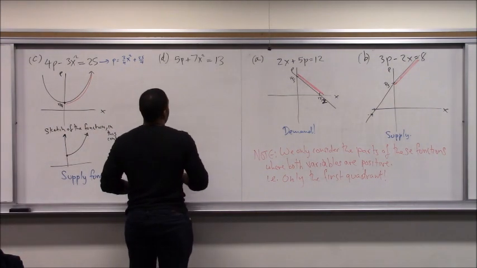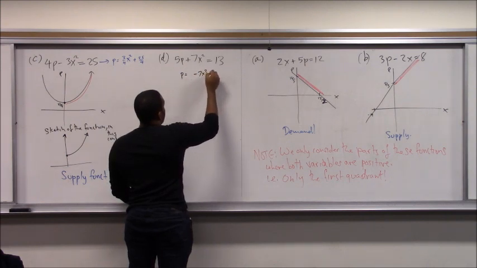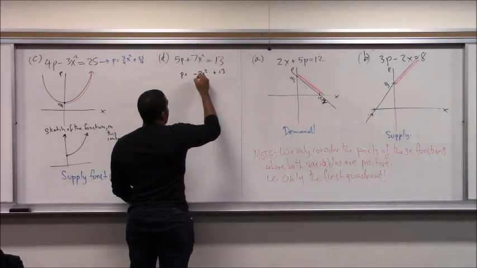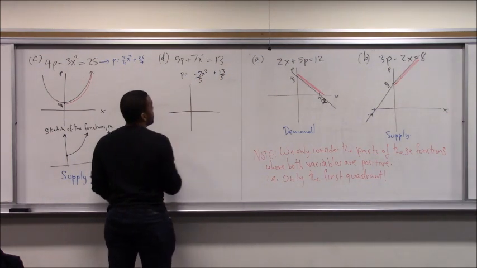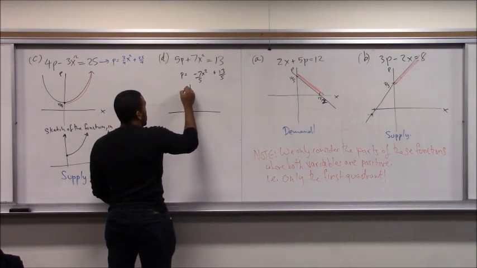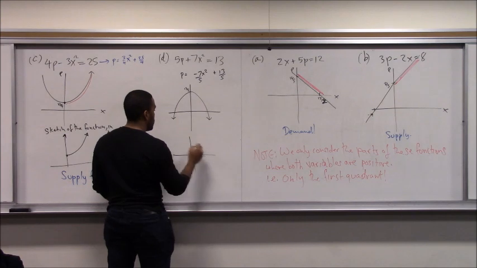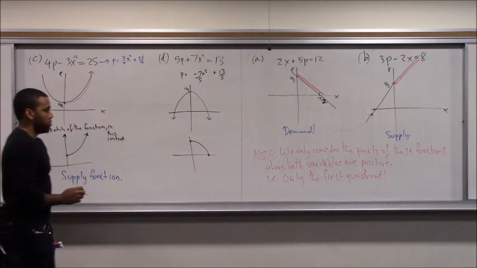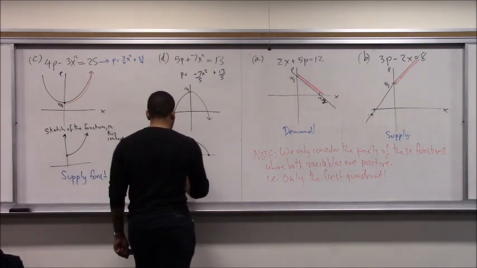Similarly here, if I were to solve for P, I would get minus 7x squared plus 13, and I would divide both by 5. And so if I were to sketch that, this is an inverted parabola that hits at 13 over 5 and opens down. Right. So my sketch here would look like that. You'll notice it is decreasing, therefore this is a demand function.